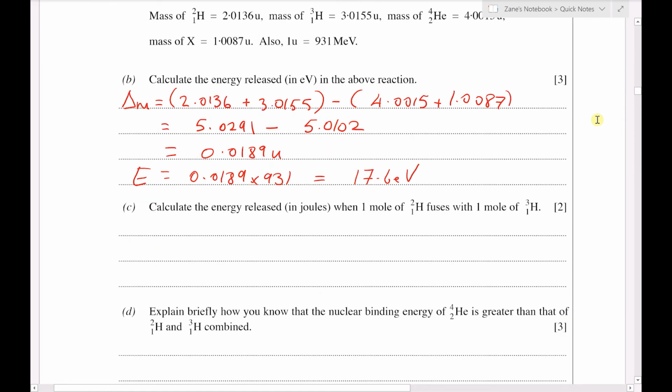Next we've got to calculate the energy released in joules when 1 mole of the deuterium fuses with 1 mole of the tritium. First of all, let's turn that energy into joules. We've got 17.6 mega electron volts, and to turn electron volts into joules, we multiply by 1.6 times 10 to the minus 19. That will give us 2.8 times 10 to the minus 12 joules.